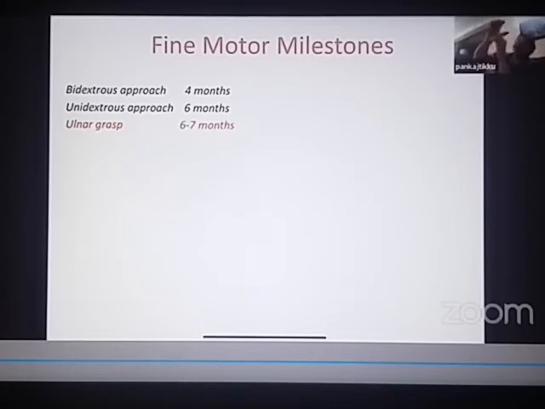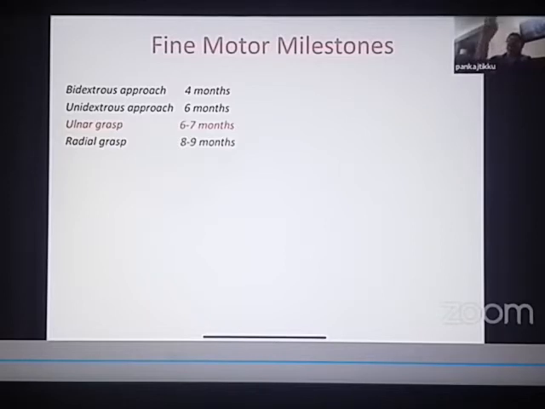Later on, he starts catching objects using the base of the thumb. Just see this. Using the base of the thumb, he's catching objects. He's still not catching objects like this. Base of the thumb. So he's catching objects like this. This is known as the radial grasp, which is achieved at the age of 8 to 9 months.